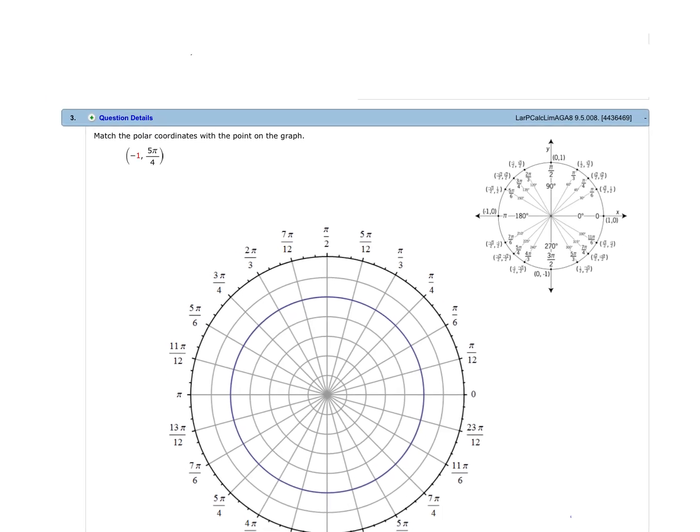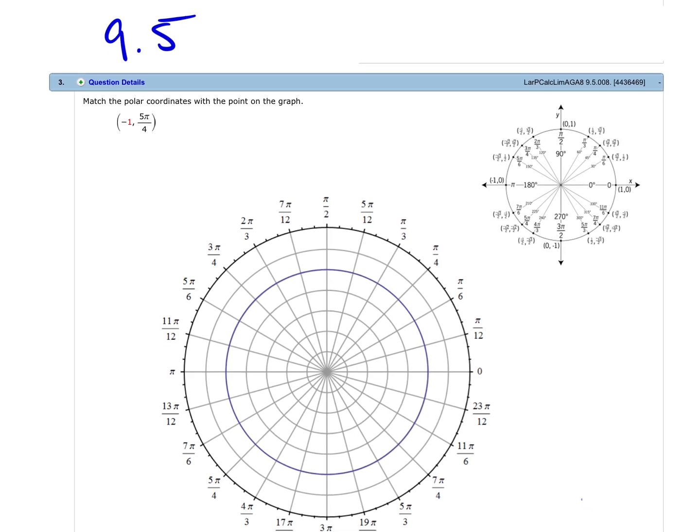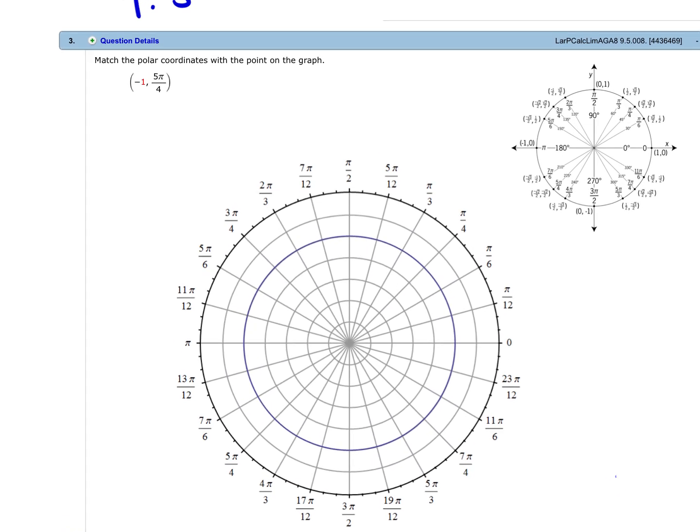Right, so the quiz tomorrow is on 9.5. This is our 9.5 quiz prep for the quiz review. For number 3, we want to match the polar coordinates with a point on the graph, and then we want to convert to rectangular coordinates.